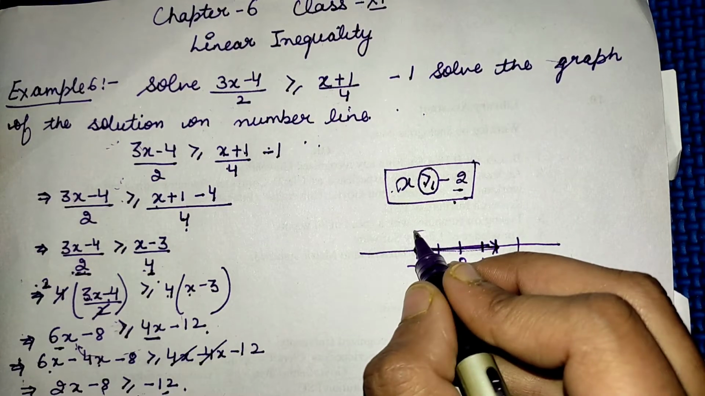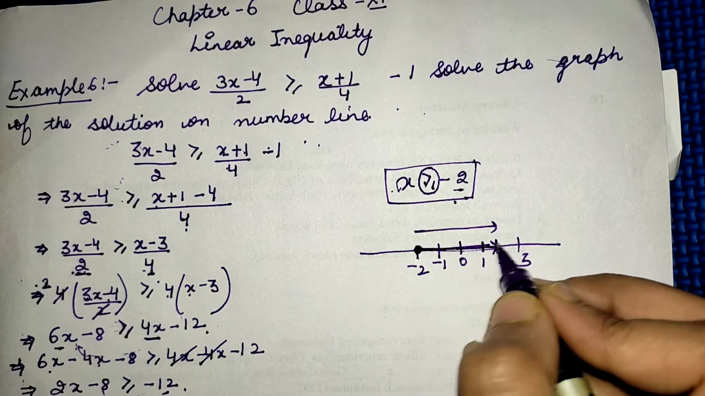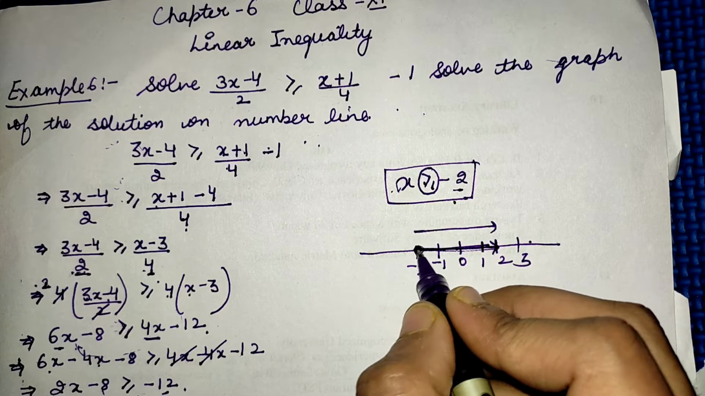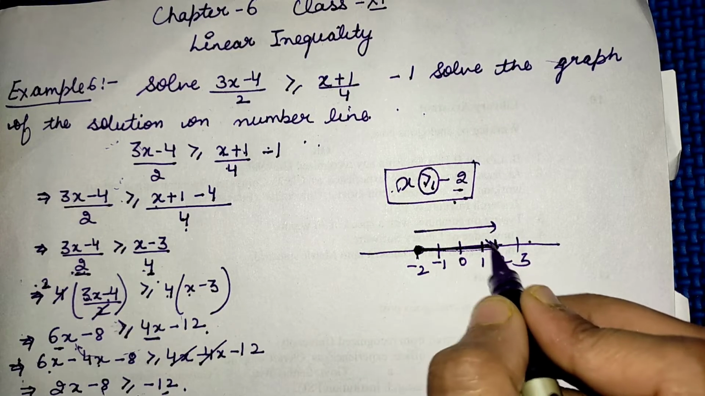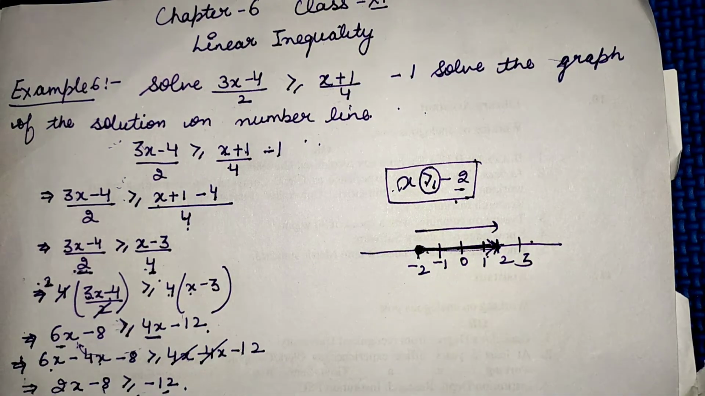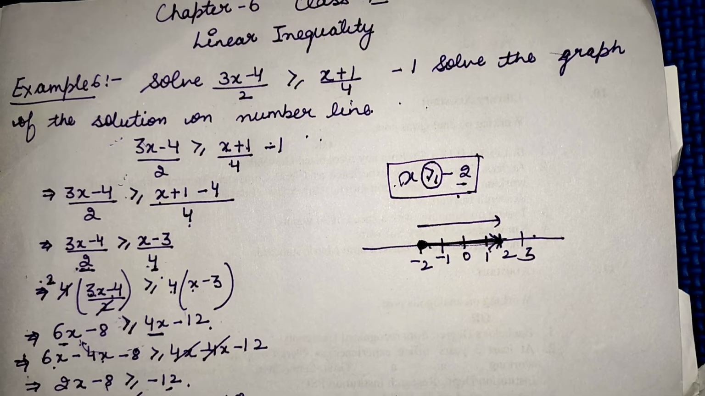Greater than minus 2 means minus 1, 0 and all the positive values. So this will be my answer when I have to represent the question on the number line. Okay.